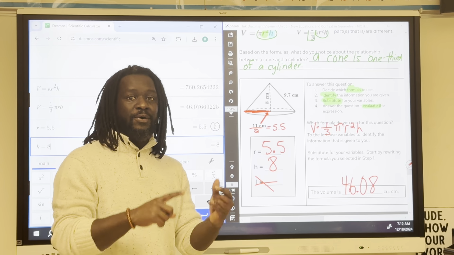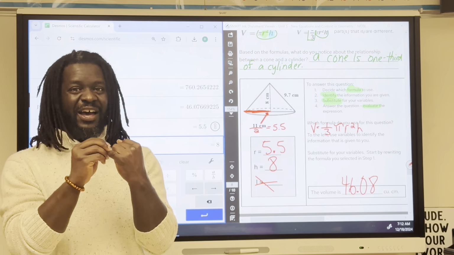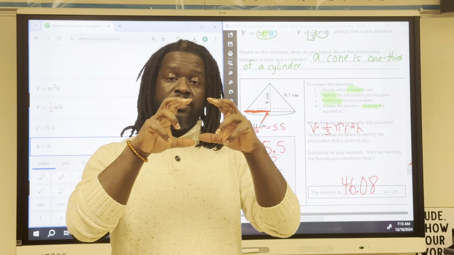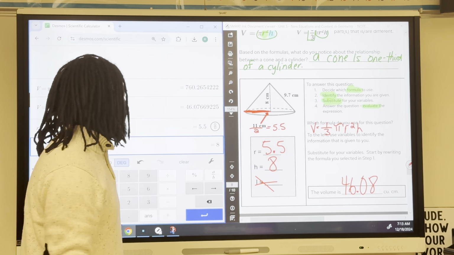All right, guys, those steps right there are simply what we're going to be doing for all of them. So identify the formula. Find which formula you were using, identify the dimensions of each, the height and the radius, and then substitute it in, and that gives me my answer.